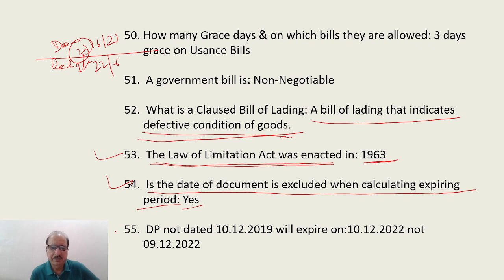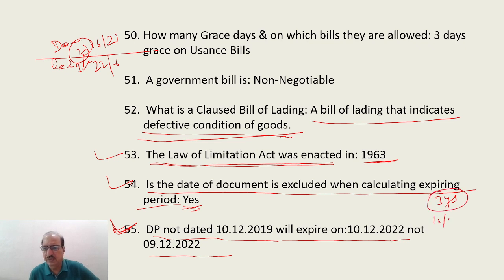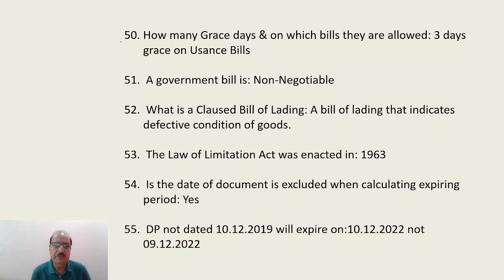Question number 55. There is a little bit of disturbance sometimes, so please bear with me. A DP note dated 10-12-19 will expire on 10-12-22, not 9-12-22. A DP note means a demand promissory note, whose validity is 3 years. So if issued on 10/12/19, it will not expire on 9/12/22. It will expire on 10/12/22. This means the day of the document will be excluded. So we have done 50, 51, 52, 53, 54, 55. Let's go to the next.